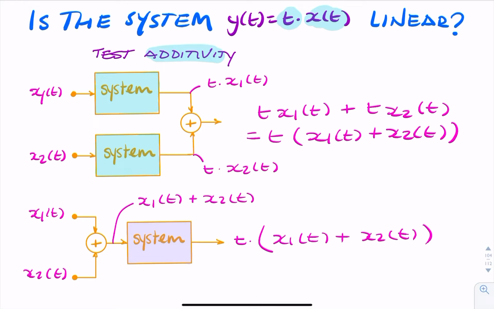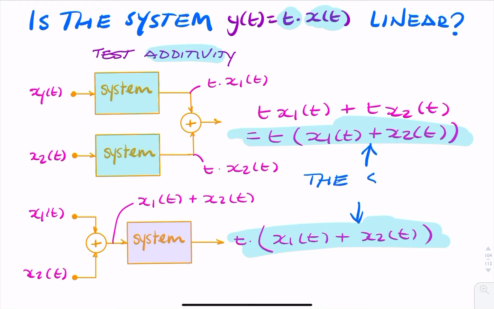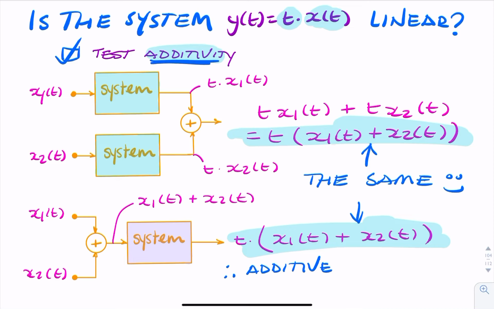And for this test of additivity to be successful, these two expressions need to be exactly the same. And clearly they are. They're the same. Therefore, we conclude that the system is additive. So we've just shown that the system has passed the test of additivity.